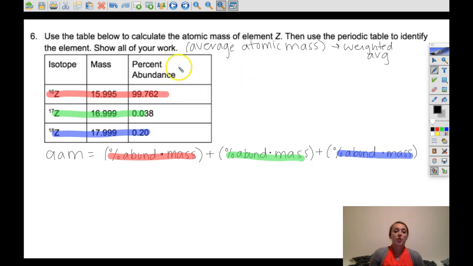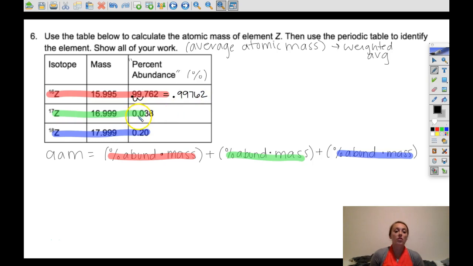So one thing to note, that when you see percent abundance, this is what it is in a percent. But percents are not numbers. So what we have to do is we have to move this decimal place over 2 times to make it into a number. So instead of having 99.762, our number is actually 0.99762.